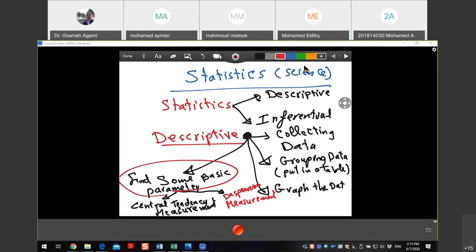Especially, I'm not going to ask you to solve by hand. The main point of studying statistics is to know the point of this, the meaning of the concept. What is the point of studying this? So you have to know the main concepts of everything. Now we know descriptive statistics.